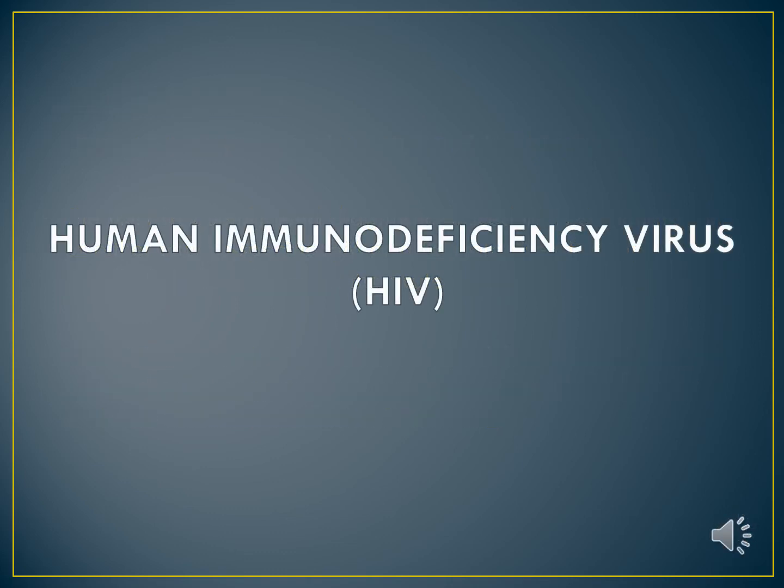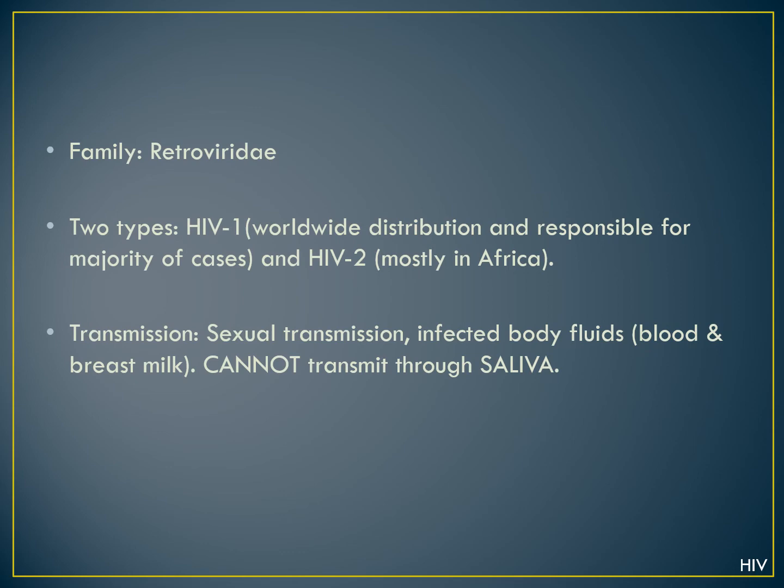So next we'll be talking about HIV. HIV is also known as human immunodeficiency virus. So the family of HIV is known as Retroviridae, and there are two types of HIV, which is HIV-1 and also HIV-2. HIV-1 is basically the worldwide distribution responsible for the majority of the cases, which is common to us. And HIV-2 mostly occurs in Africa, mostly the east side of Africa.